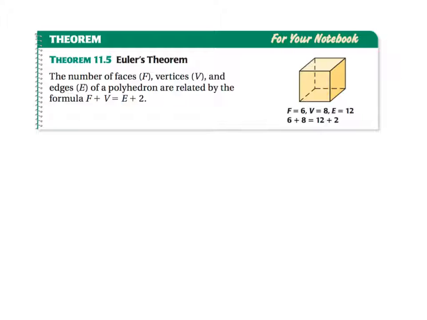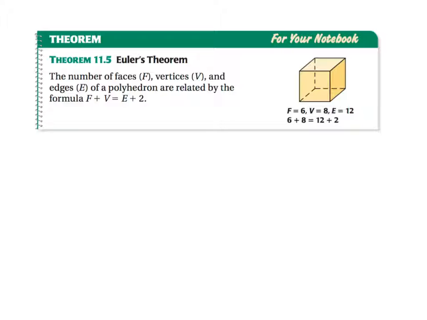Speaking of the number of faces, vertices, and edges, that brings us to our next theorem, Theorem 11.5, which is called Euler's theorem. I know this word doesn't look like it should be pronounced as Euler, but it's really pronounced Euler's theorem. It states the number of faces, F, vertices, V, and the edges, E, of a polyhedron are related by the formula F plus V, so the number of faces plus the number of vertices, is equal to the edges plus 2.